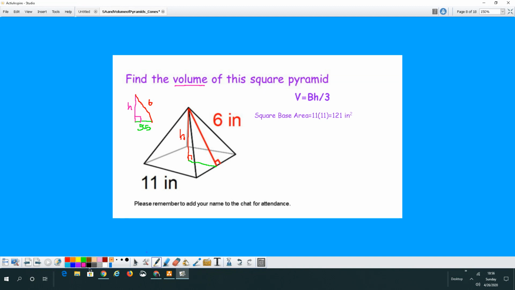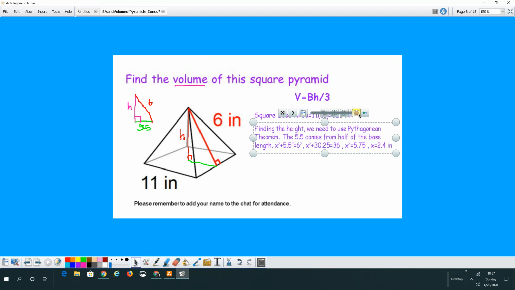Okay. So what are we going to use to find that, people? Hopefully you're all saying, Pythagorean theorem, Pythagorean theorem. Oh my gosh, we need to use the Pythagorean theorem. Yes, we do. And to use the Pythagorean theorem, we remember that 5.5 squared plus h squared is going to equal 6 squared. And we'll just highlight that up for us. So finding the height, we're going to need to use the Pythagorean theorem.